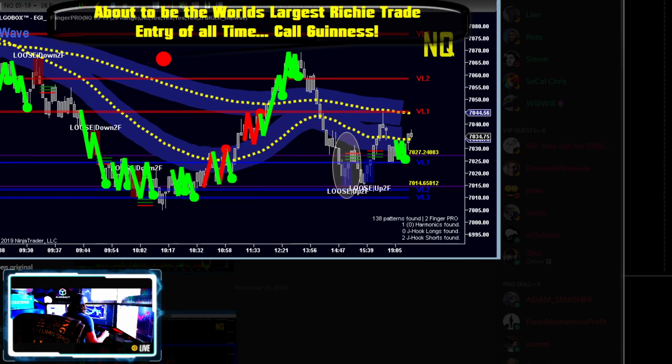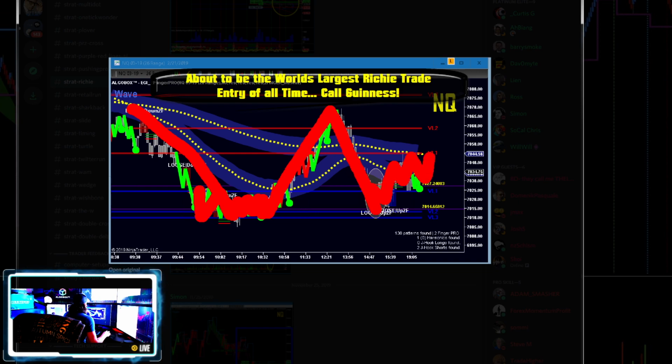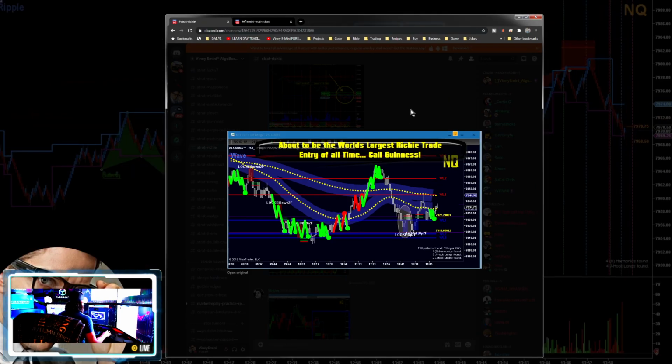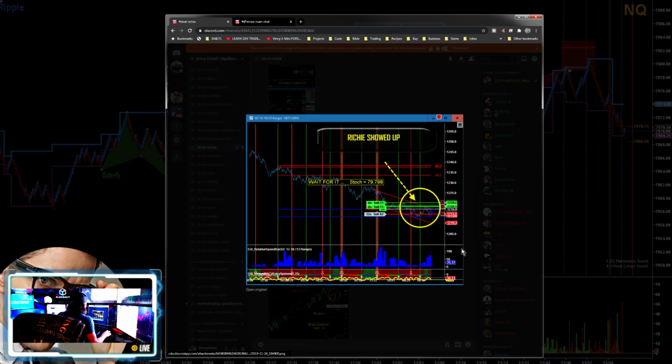Okay, here's one that's not on an algo bar chart. We've got about the world's largest Richie trade, call Guinness. Actually, this is a little bit of a joke here, but we had the big down move, a lot of boom, huge Richie trade, and this ends up going on and on forever. This is a 26 range chart, but that ended up being a huge Richie trade, showing an example on something that was non-algo bar.